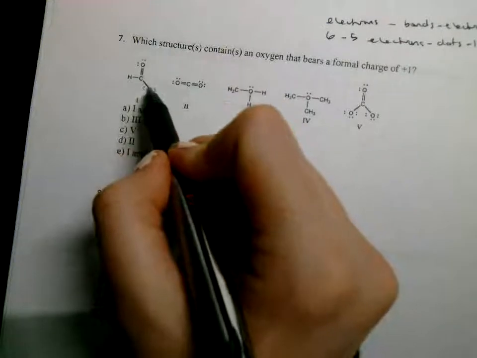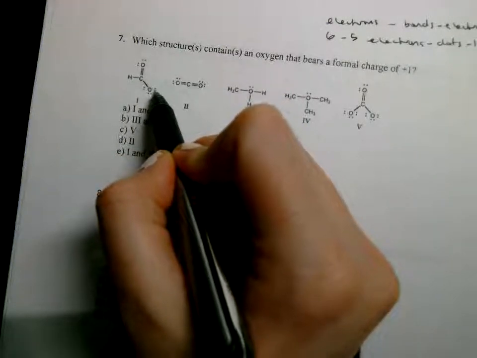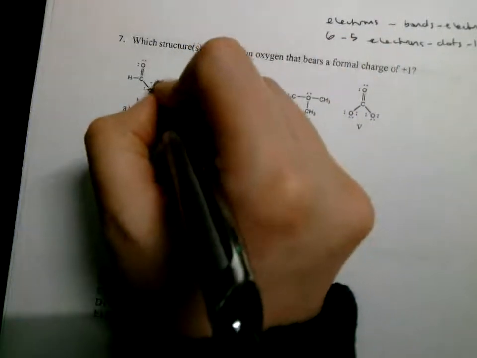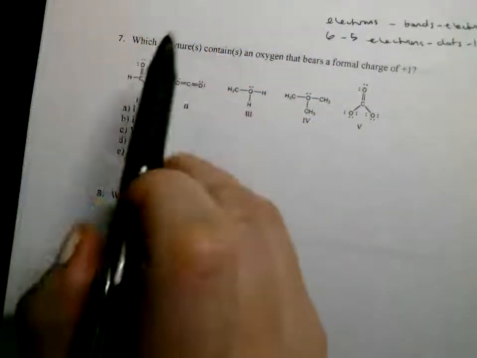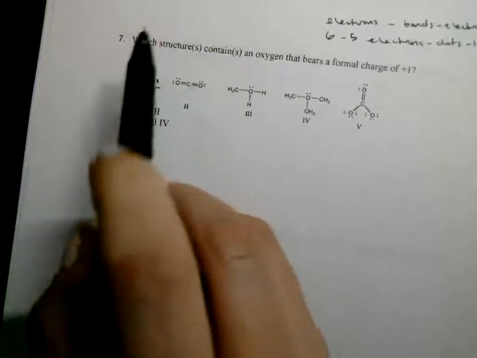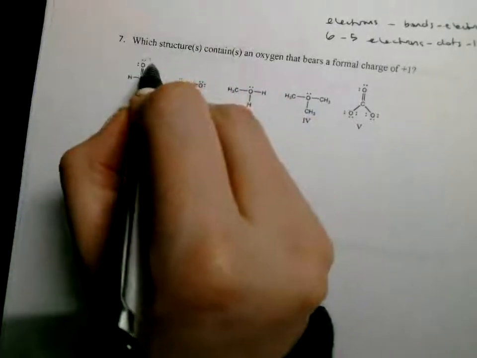So this has an oxygen with 1, 2, 3, 4, 5, 6, 7 things around it. So that would be -1. This has an oxygen with 1, 2, 3, 4, 5, 6 things around it. So that would be neutral.